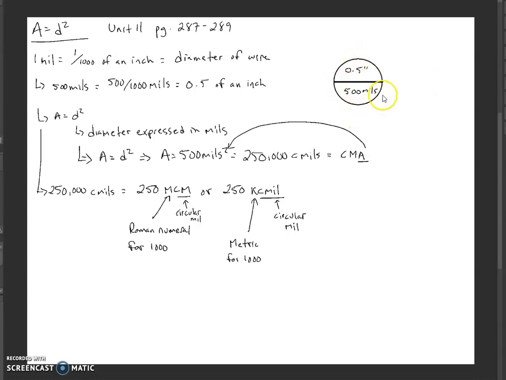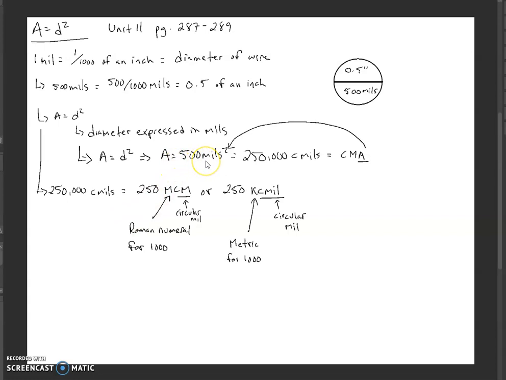So we have circular mil area. We have the diameter, and the diameter is expressed in mils. One mil is equal to 1/1000th of an inch, and that is the diameter of the wire. The diameter of the wire at its smallest point, that's the reference in Delmar's, is 1/1000th of an inch. So the example here, if we had 500 mils, that would be 500 out of 1,000 mils, which would be half an inch.